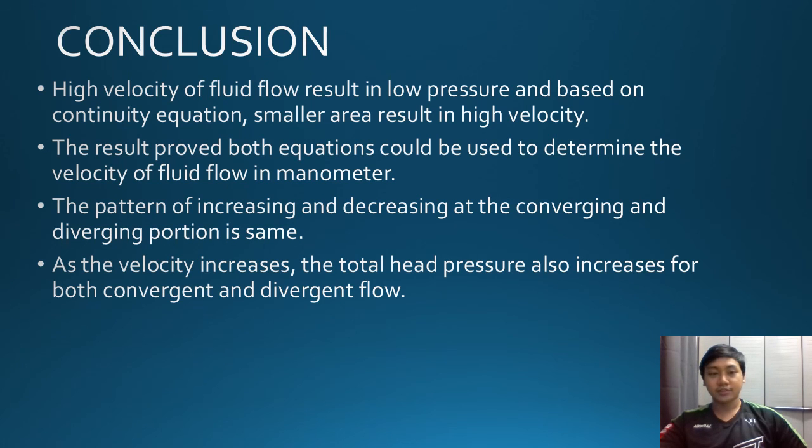So in conclusion, high velocity of fluid flow results in low pressure, and based on the continuity equation, a smaller area results in higher velocity. The results prove that both equations could be used to determine the velocity of fluid flow in a manometer. The pattern of increasing and decreasing at the converging and diverging portions is the same. As the velocity increases, the total head pressure also increases for both convergent and divergent flow.